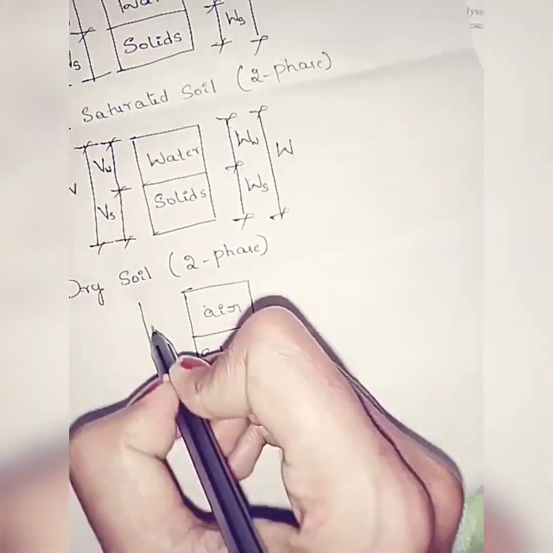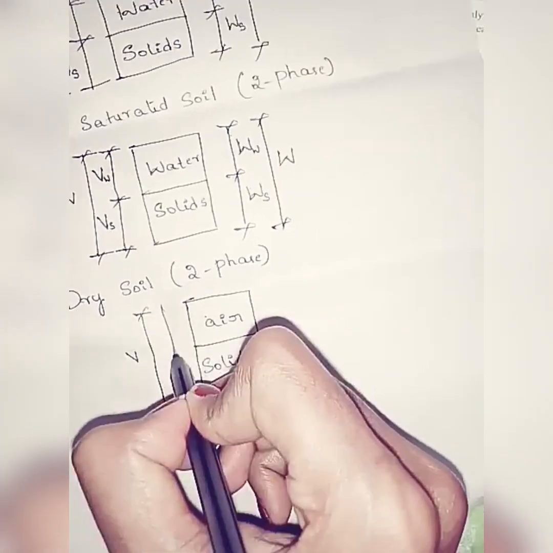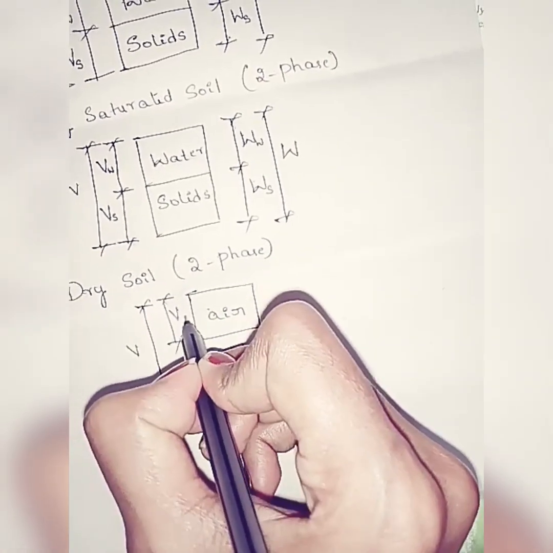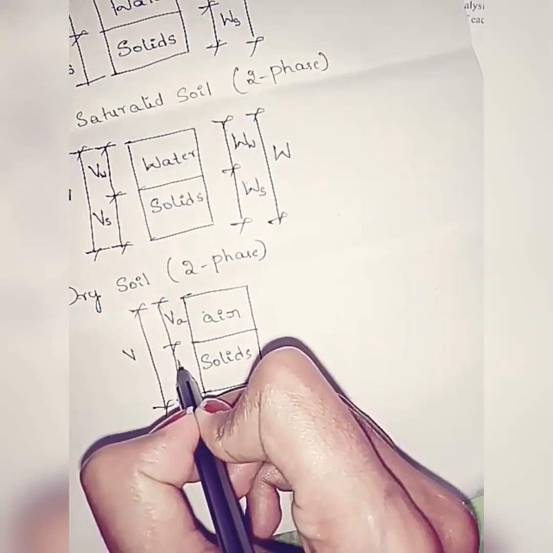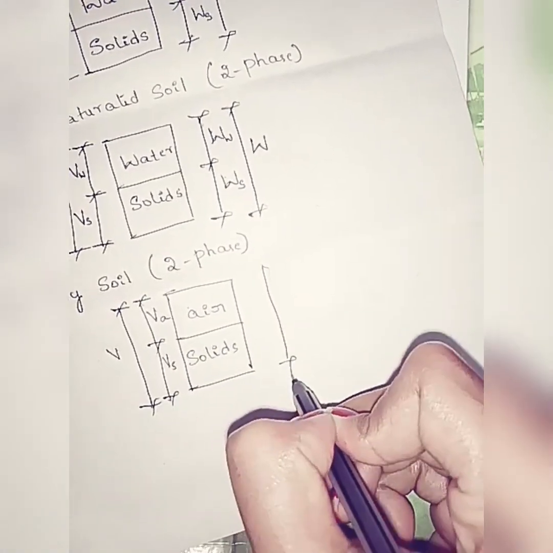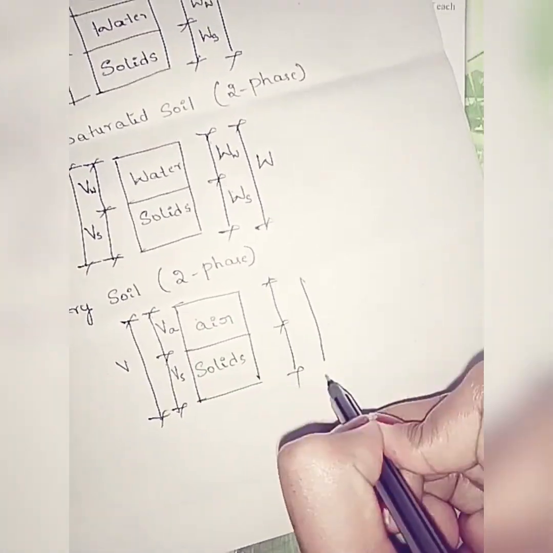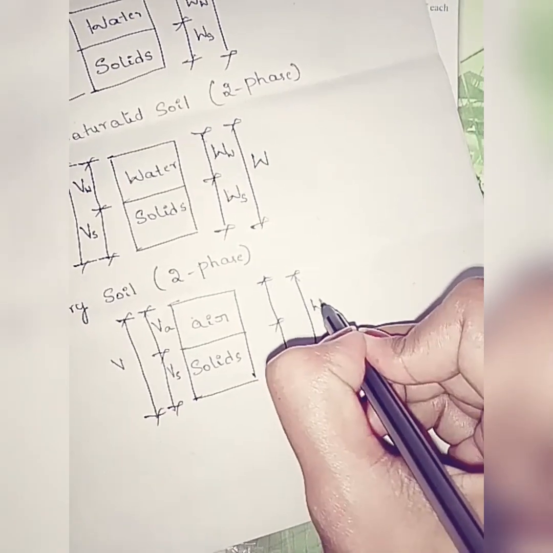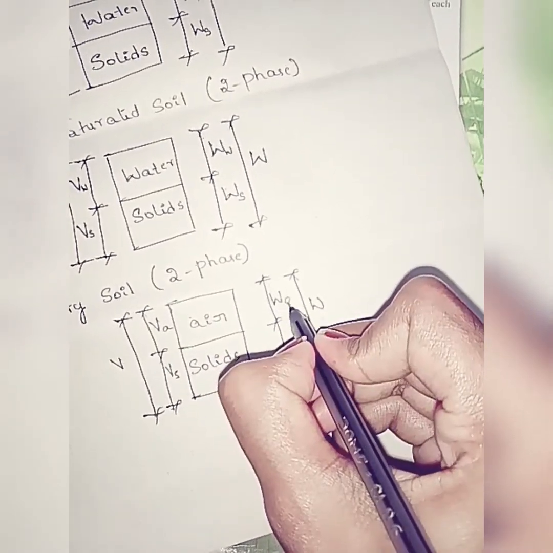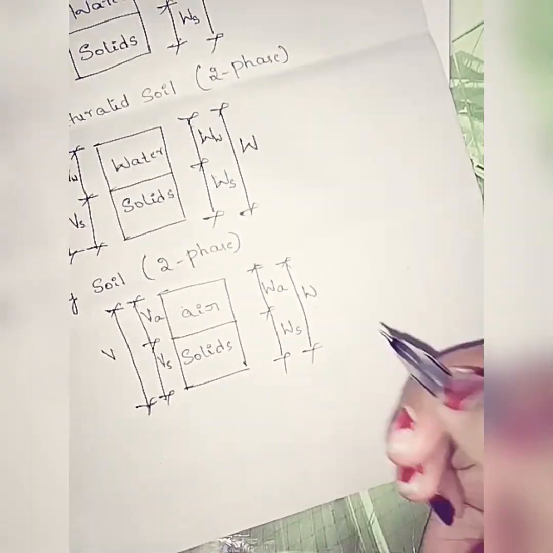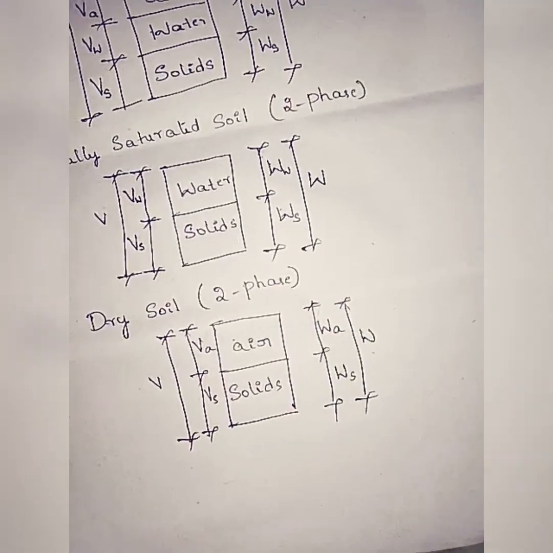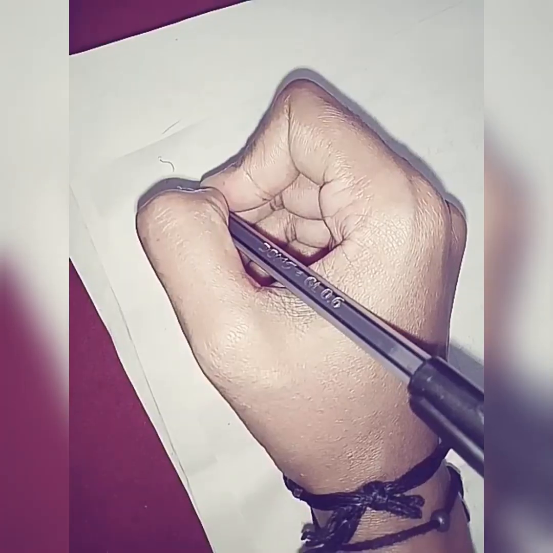So the total volume will be V, and volume of air will be Va, and volume of solid will be Vs. And when I take the weight, total weight will be W, and weight of air will be Wa, and weight of solid will be Ws. This is for dry soil.